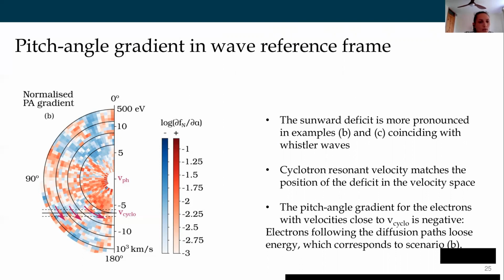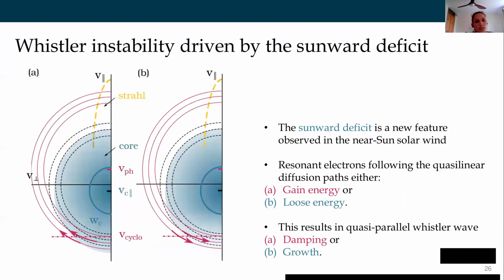And we see that around this cyclotron velocity, the gradient is negative, which means that the quasi-linear diffusion can happen in the direction to the right. Now, this corresponds to this example B, when the deficit is present. And so in this case, the electrons, when they diffuse this way, give energy to the waves, and they can drive the growth of these whistler waves.